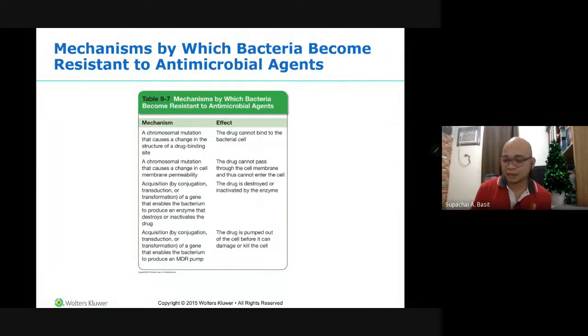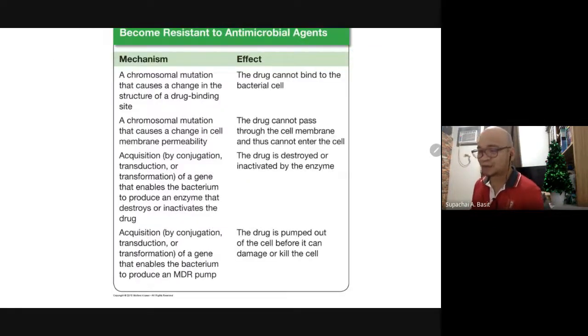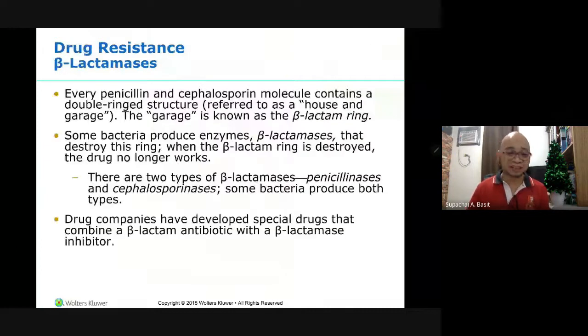Okay, so you may want to study table 9.7 in your book. It has here the different mechanisms of action that we have just discussed a while ago and the corresponding effects. So this particular table summarizes everything that we discussed a while ago. So you may want to study them in your book in a nutshell.